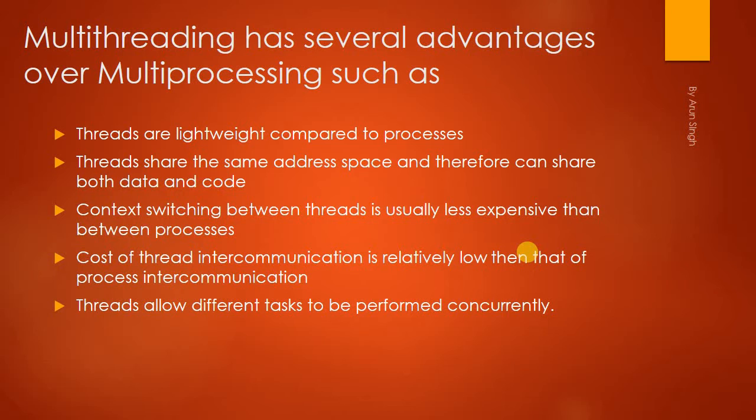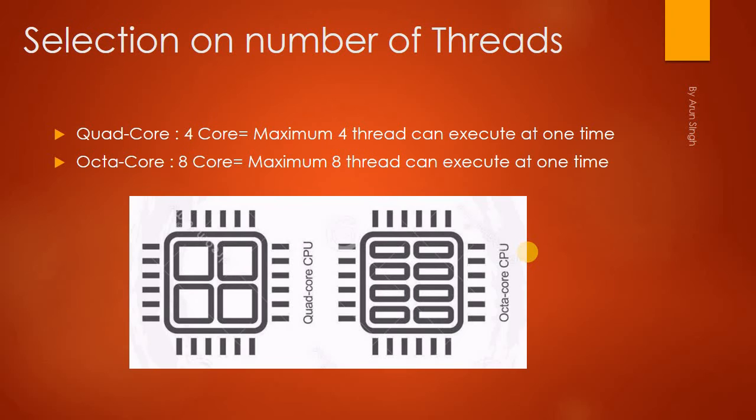Multithreading has several advantages over multiprocessing. Threads are lightweight compared to processes. Threads share the same address space and therefore can share both data and code. Context switching between threads is usually less expensive than between processes. The cost of thread intercommunication is relatively low compared to that of process intercommunication, and threads allow different tasks to be performed concurrently.